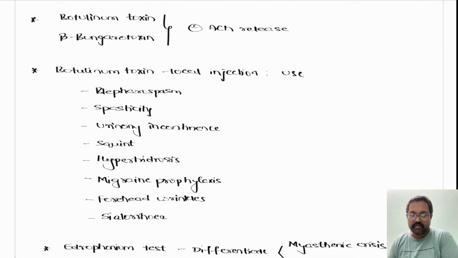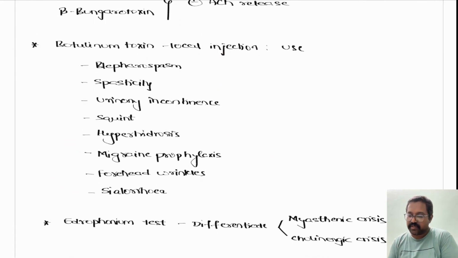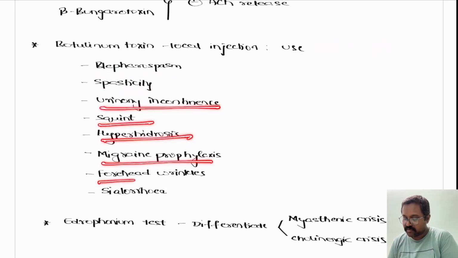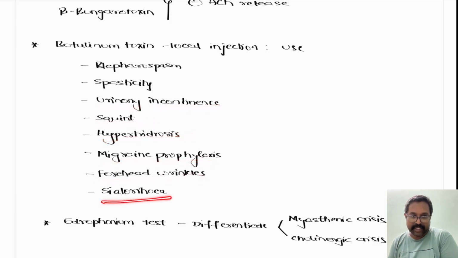What are the uses of botulinum toxin? It is used as a local injection, for blepharospasm, or mainly for cosmetic purposes. The uses are blepharospasm, spasticity, urinary incontinence, squint, hyperhidrosis, migraine prophylaxis, forehead wrinkles, and sialorrhea.